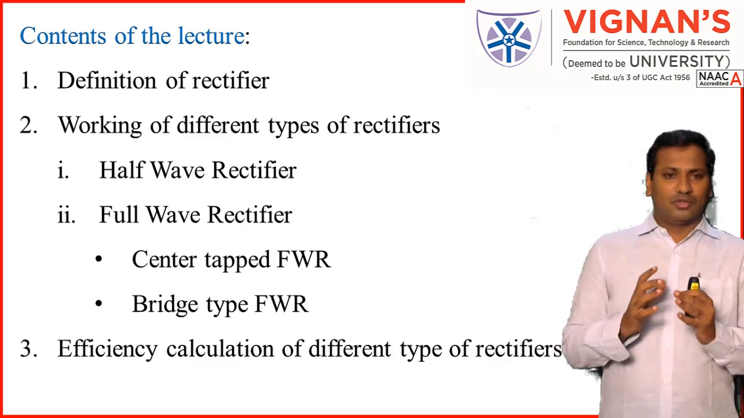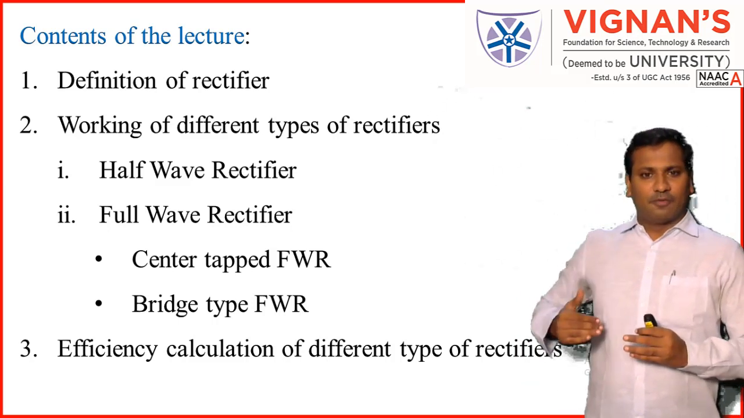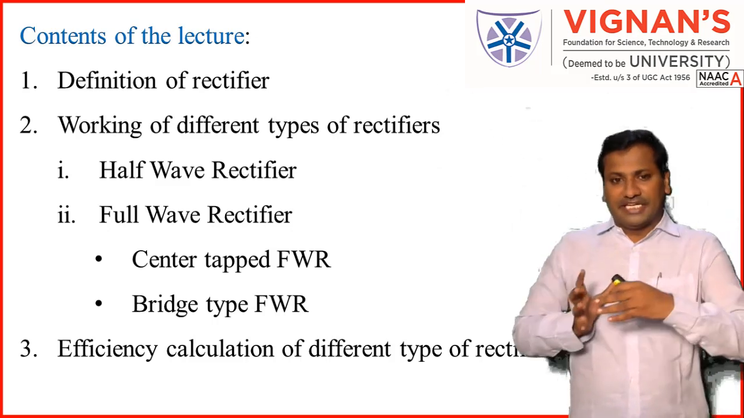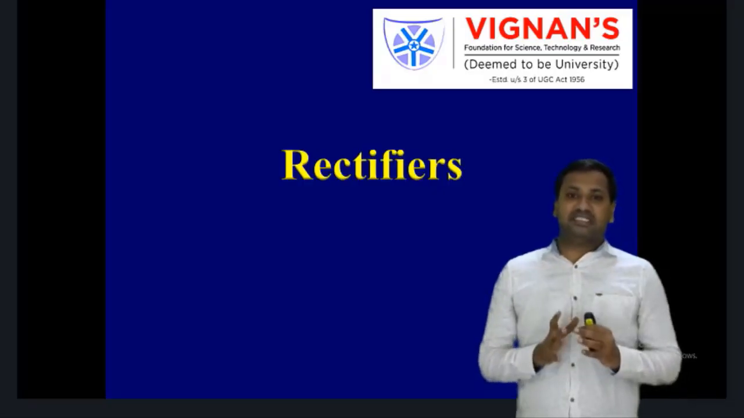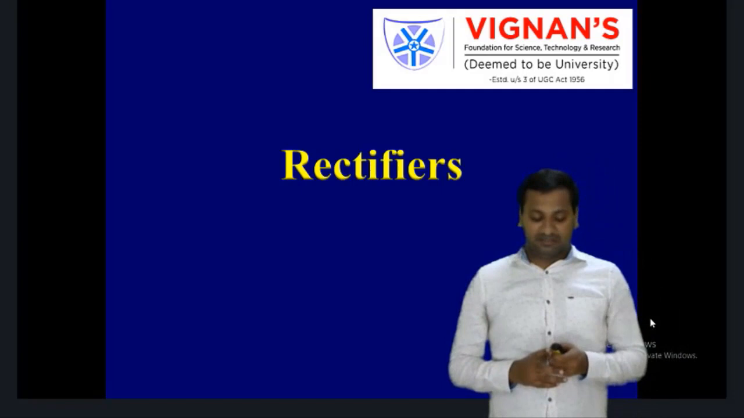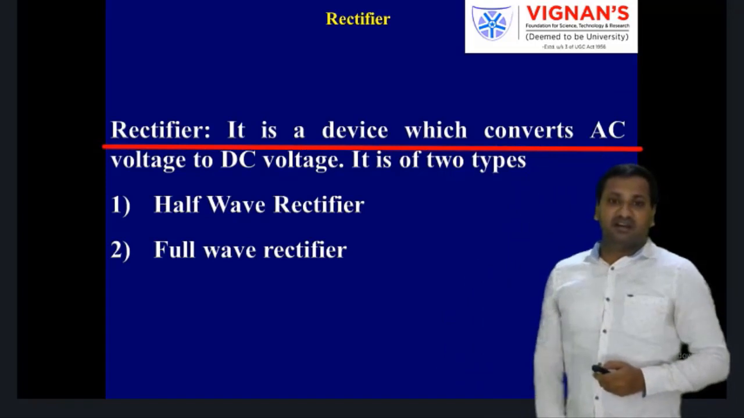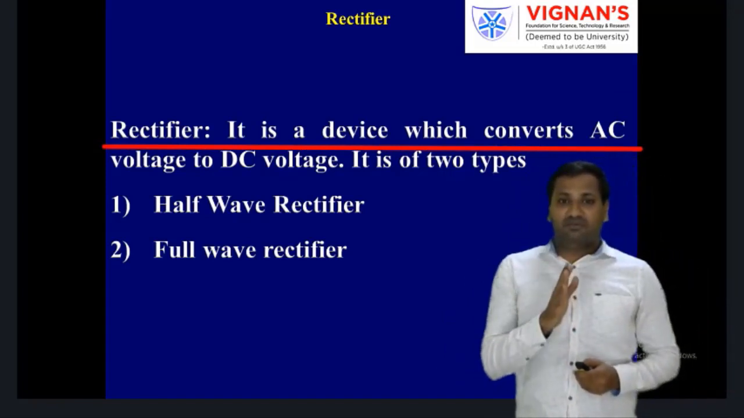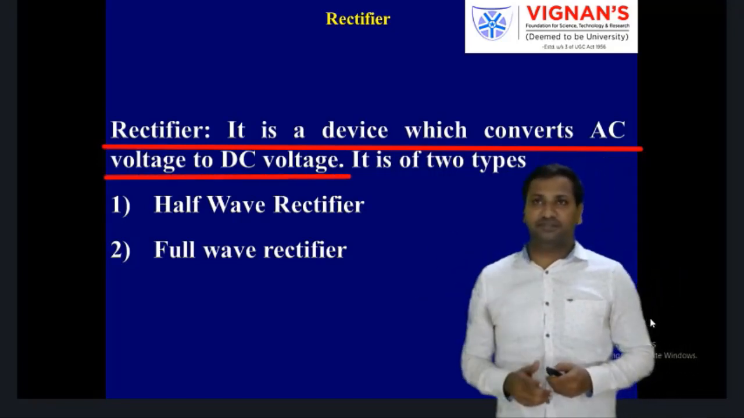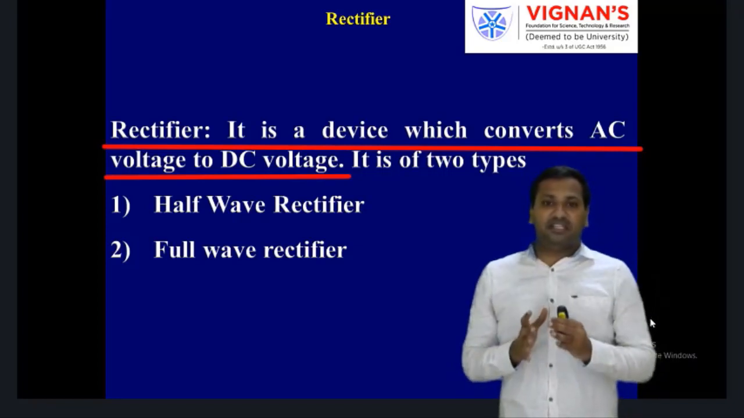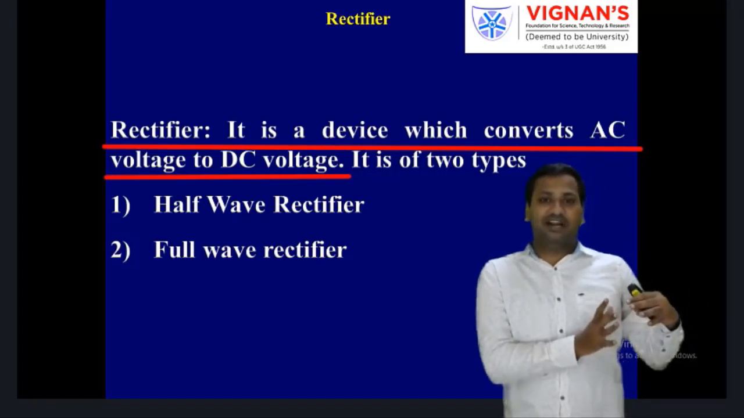So now we will move to the actual concept of rectifiers: circuit diagram, operation, input and output waveforms, followed by the efficiency. Before going to this, we need to understand the exact meaning of a rectifier. A rectifier is a device which will convert whatever given input AC voltage to an output DC voltage, depending upon the number of cycles it will rectify on its input.